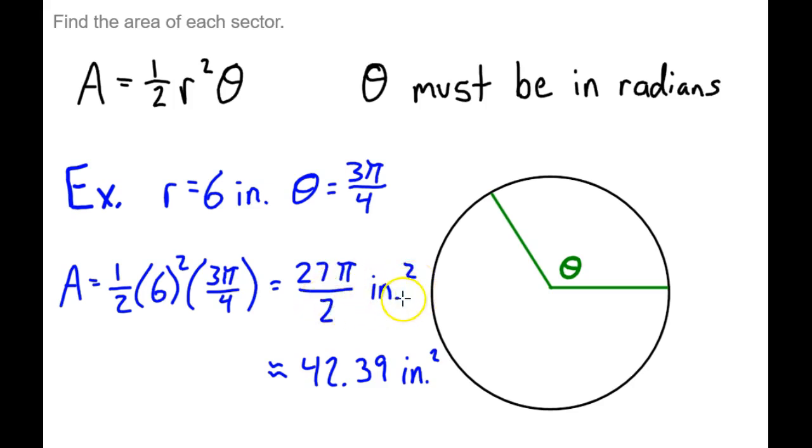Talking about area, so our label has to be squared. And if we type that into a calculator, you get approximately 42.39 inches squared. So that would be the area of this sector that was formed. That would be a fairly large piece of pizza.